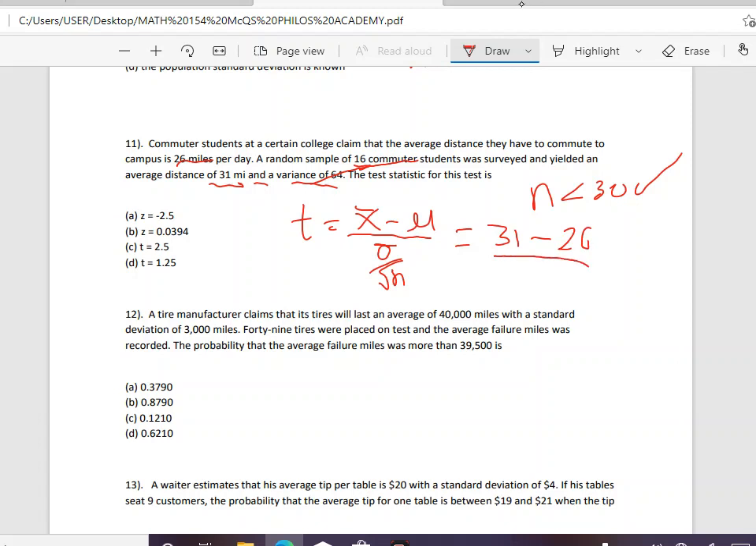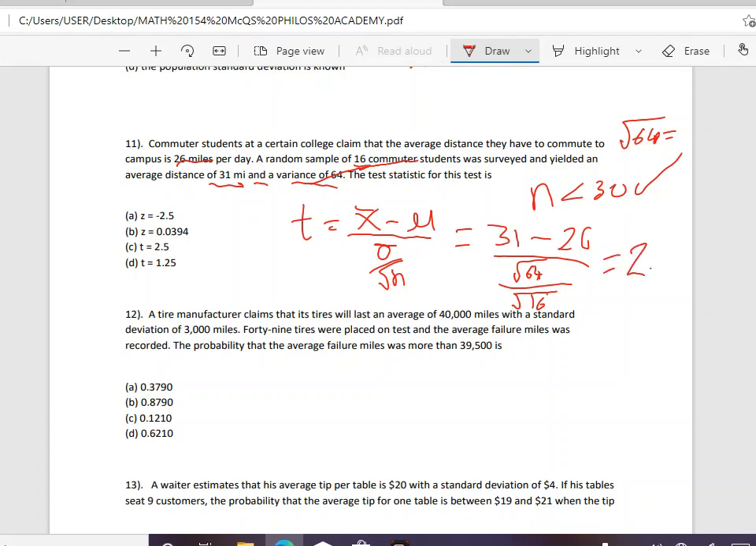Our standard deviation will be the square root of the variance. So you find the square root of the variance. Let's fix it like that, square root of 64. If you had been given the standard deviation, you just substitute it straightforward. But you've been given a variance, so you have to take the square root of the variance to get a standard deviation. Divided by square root of n, and our n is 16, so square root of 16. So when you input it on your calculator, you get 2.5.